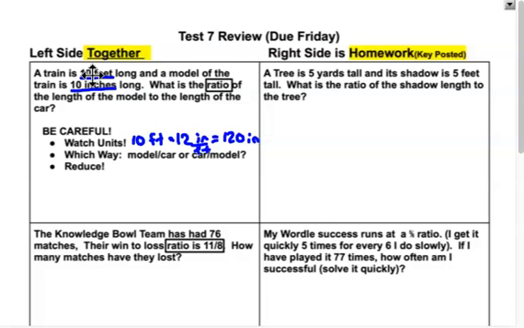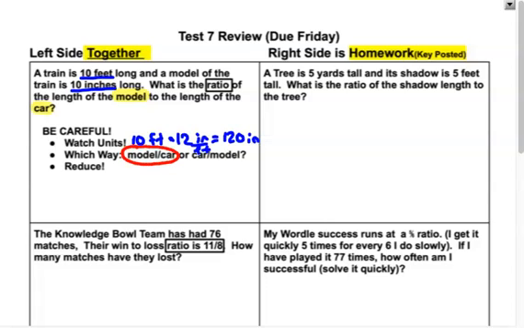The second thing to be careful about: which way do we want to go? Do we want to go the model to the car or the car to the model? That comes from reading the problem. What is the length of the model to the length of the car? So we're going to do the model first, the car second.